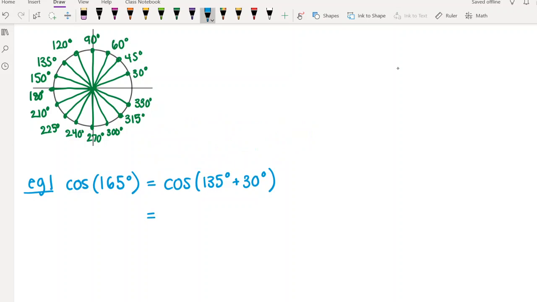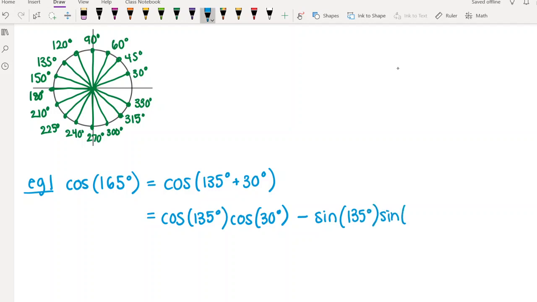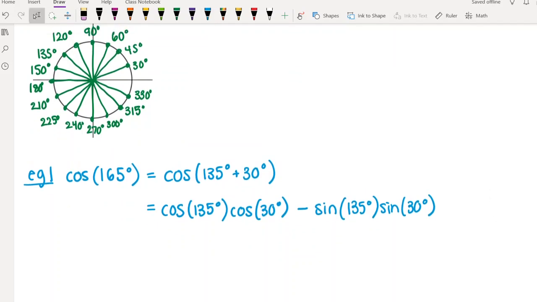So how does the cosine formula work? Well, it says you take cosine of one of your angles, and then you multiply that with cosine of the other angle. And then from that you subtract sine of your first angle times sine of the second angle. Okay, so we're going to need to know cosine and sine of 30 degrees. So let's put in that terminal point for 30 degrees. So it's square root of 3 over 2, 1/2.